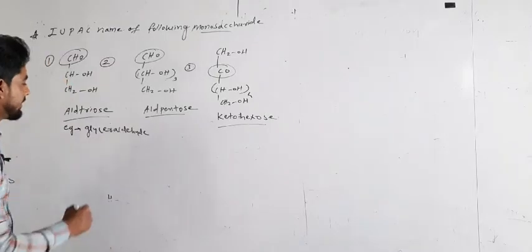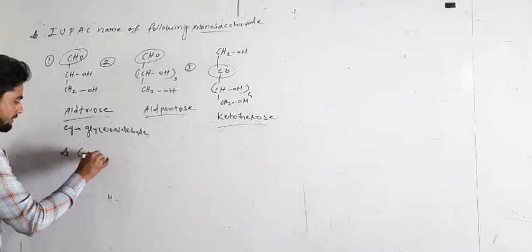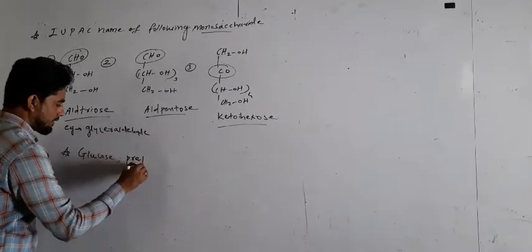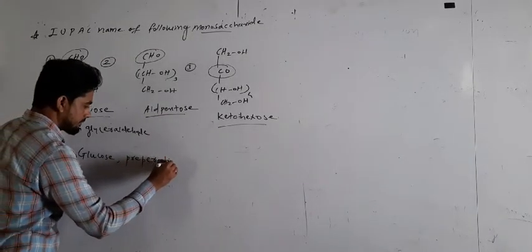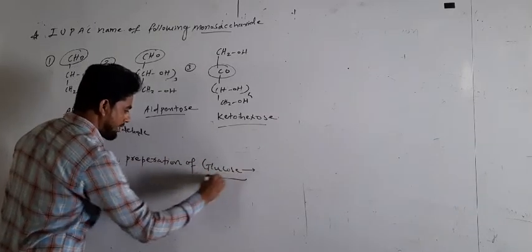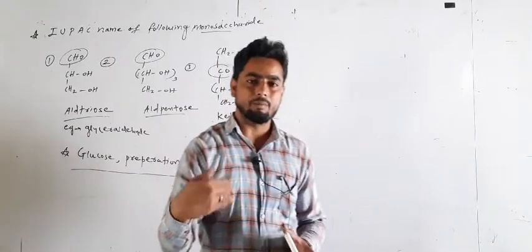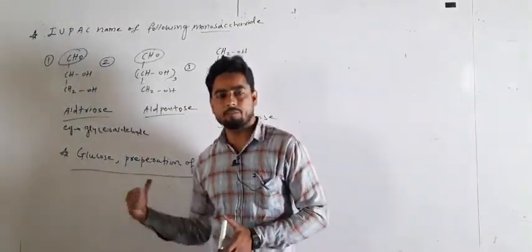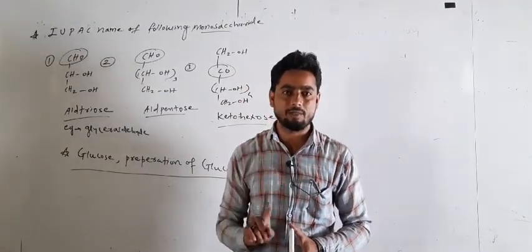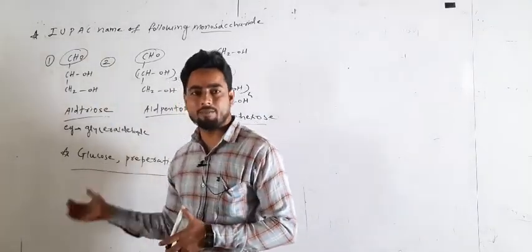Now the second question: what is glucose and how to prepare glucose? You know glucose is present in the free state as well as the combined state in nature. What is free state? It means it is alone, called the free state, and combined means attached to another atom. So glucose is present in the free state as well as the combined state in nature.